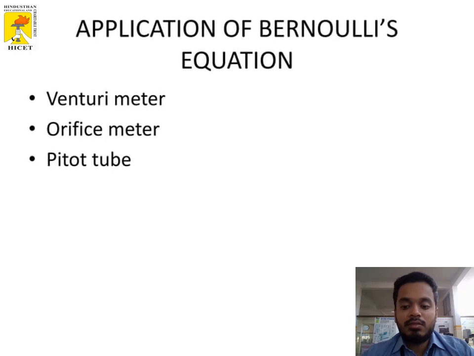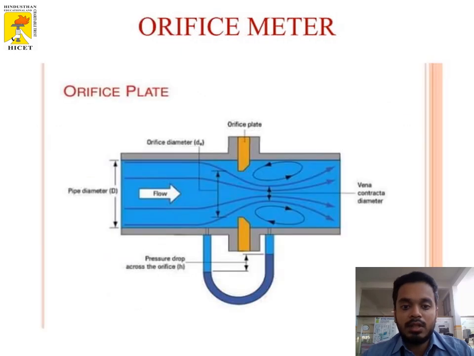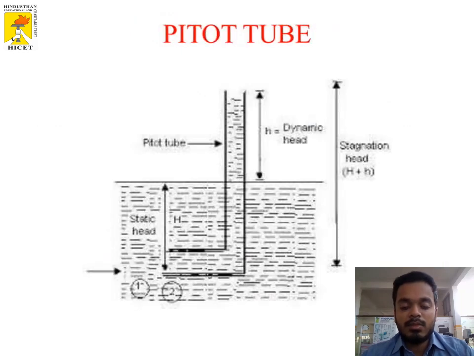Next is applications of Bernoulli's equation. Bernoulli's equation is applied in the following meters: Venturi meter, orifice meter, and pitot tube. In these three equipments, the principle followed is Bernoulli's equation. So this is an image representation of a Venturi meter. This is an orifice meter. Other details we'll be seeing in the next video.